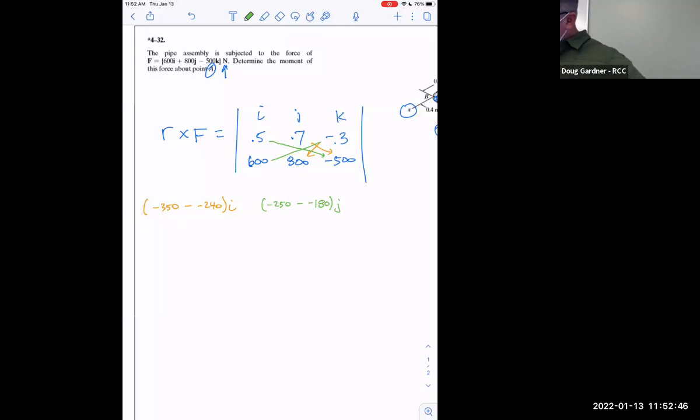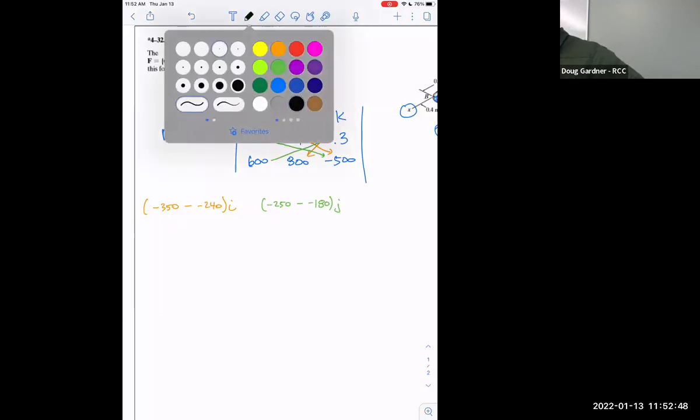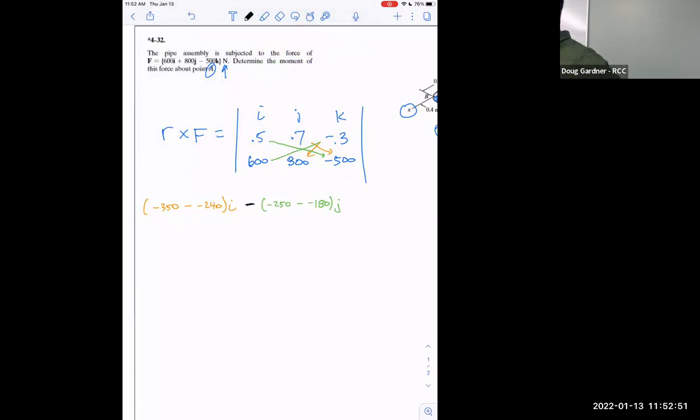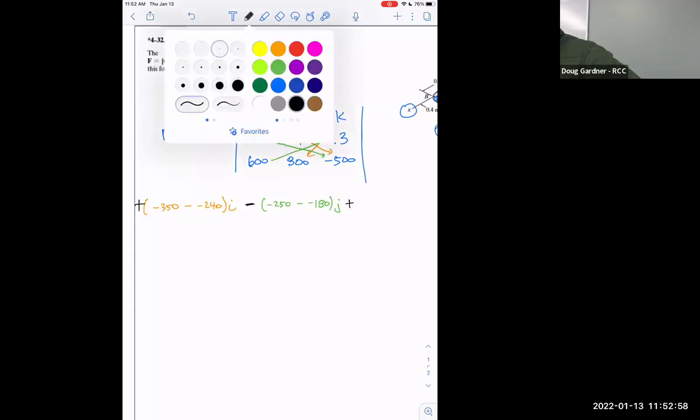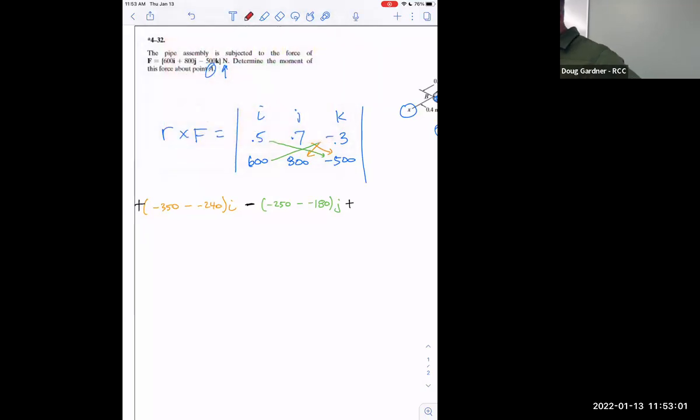What am I missing? Yeah, this one always, the sign gets changed. So the first one is always positive, the second one is always negative, this next one is positive. And so last, to get k, I'm going 0.5 times 800, which is 400, always minus, and then 0.7 times 600, which is 420. And that's kind of my z or my k component. So all I have to do is do that math and I'm done. I got it.